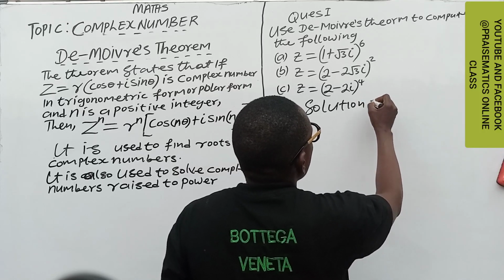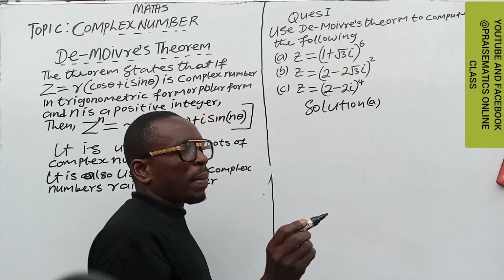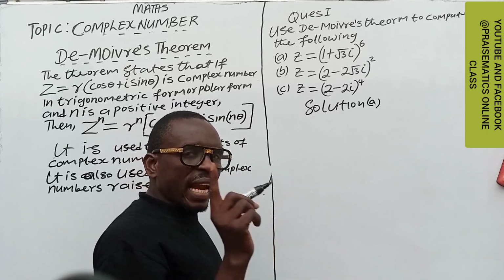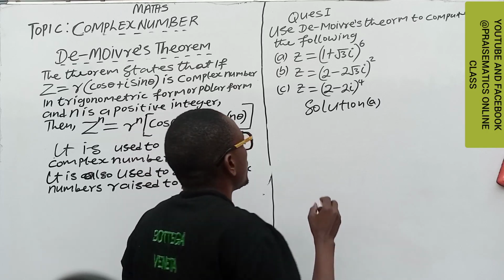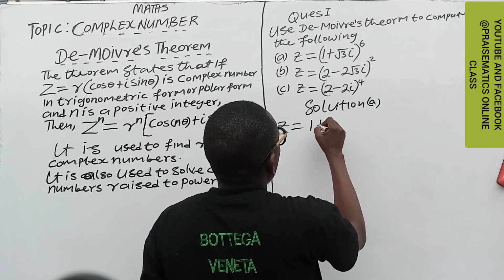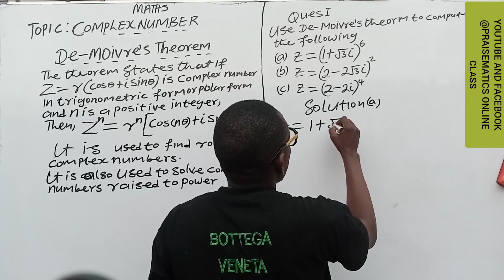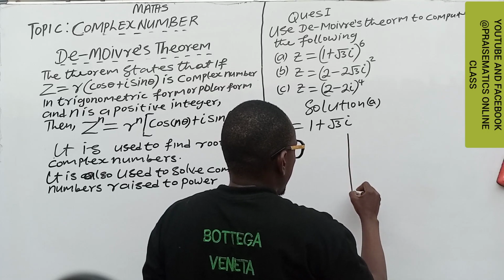Solution A. First thing you need to do, whatever complex number they give you, please try to transform it into an Argand diagram. Okay, z is equal to 1 plus root 3 i. So now let's draw the diagram.